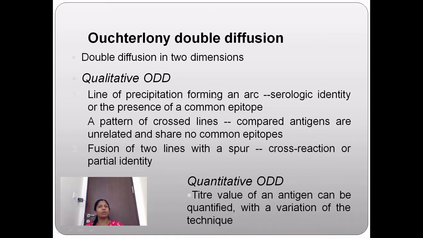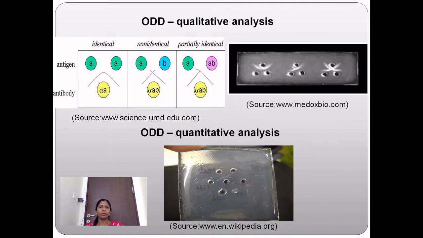In case the two given antigens are identical to each other, the precipitin lines appear in the form of an arc. A pattern of crossed lines appears when the two given antigens are totally different and unrelated to each other. Fusion of two lines with a spur occurs in case the two given antigens are of partial identity. This is a pictorial representation of qualitative Ouchterlony double diffusion.